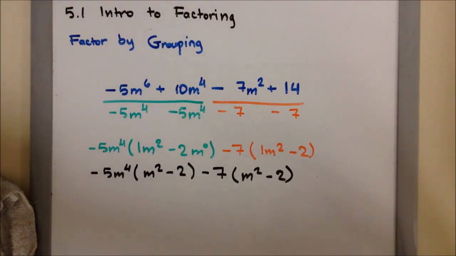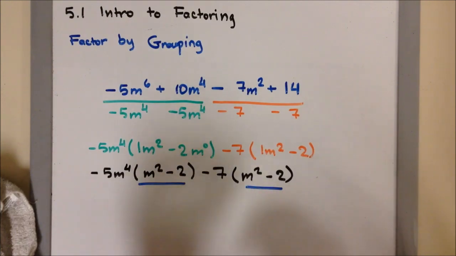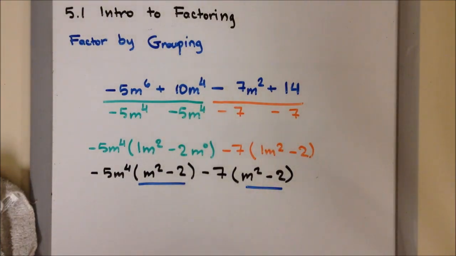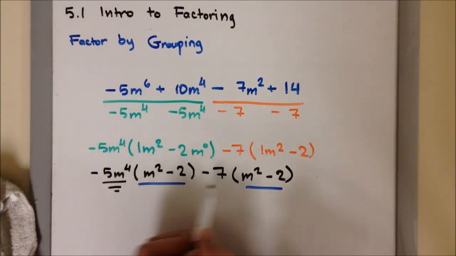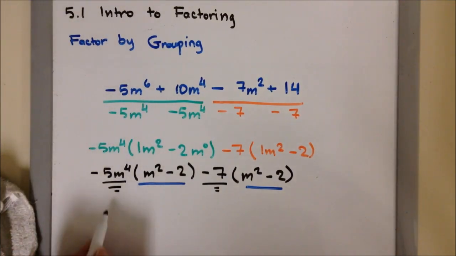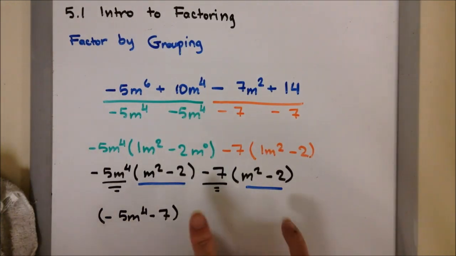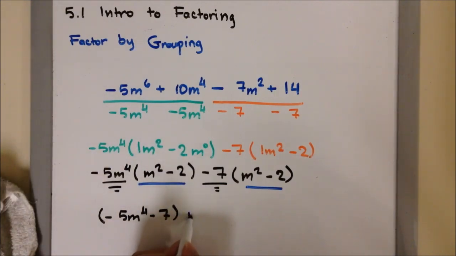So here, notice how inside the parentheses, it's m squared minus 2, m squared minus 2. Exactly the same. So if it's exactly the same, I am going to group my negative 5m to the 4th and my negative 7 together. So it will be negative 5m to the 4th minus 7 together. And then my second set of parentheses is the one that is exactly the same: m squared minus 2.